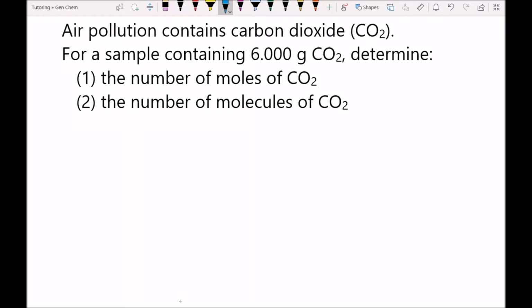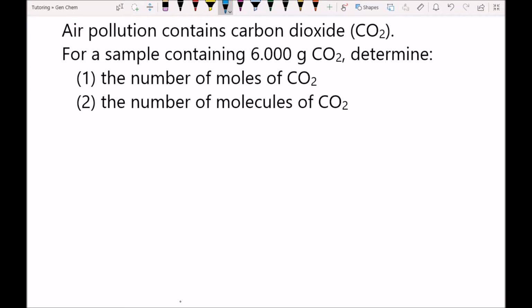Air pollution contains carbon dioxide, CO2. For a sample containing 6.000 grams of CO2, determine 1. The number of moles of CO2, and 2. The number of molecules of CO2. And we're going to be focusing on the process, not the numbers for this problem, so ignore the significant figures.